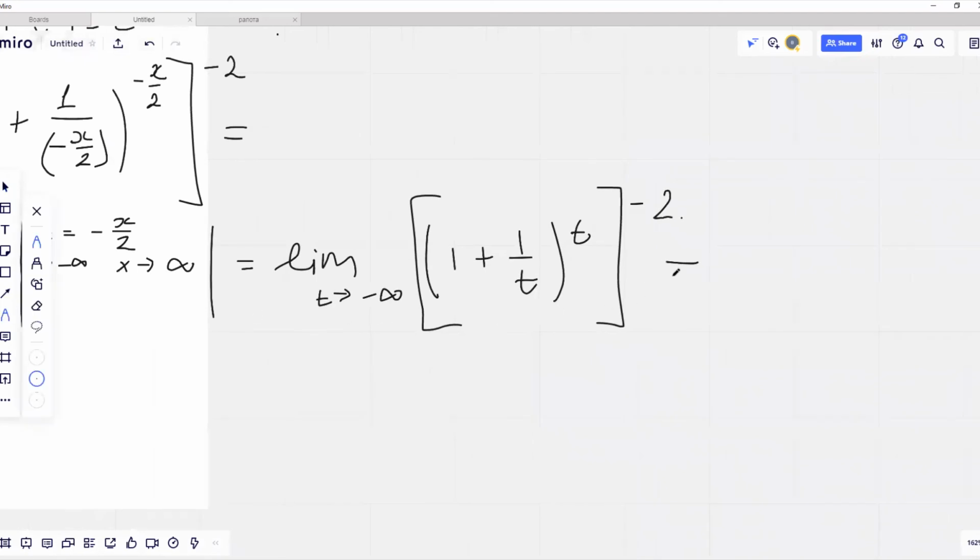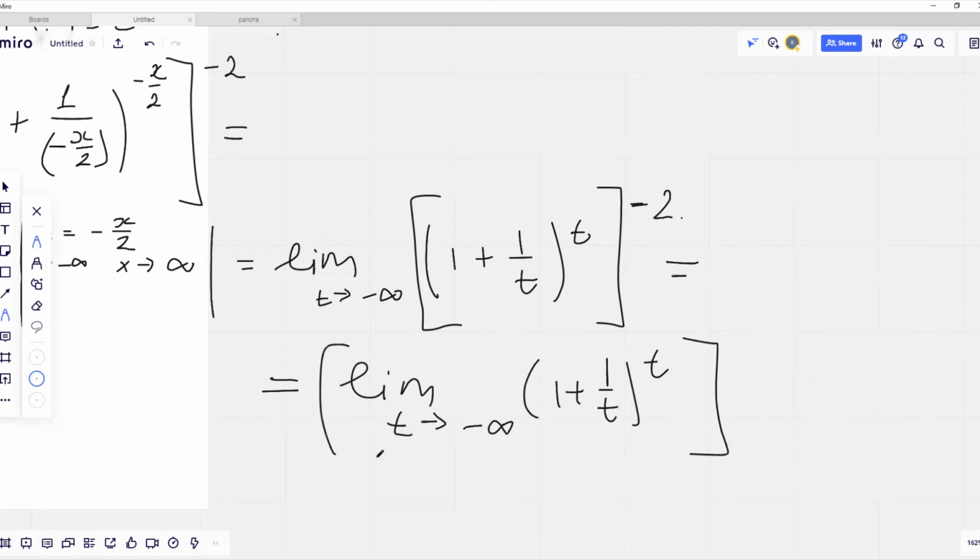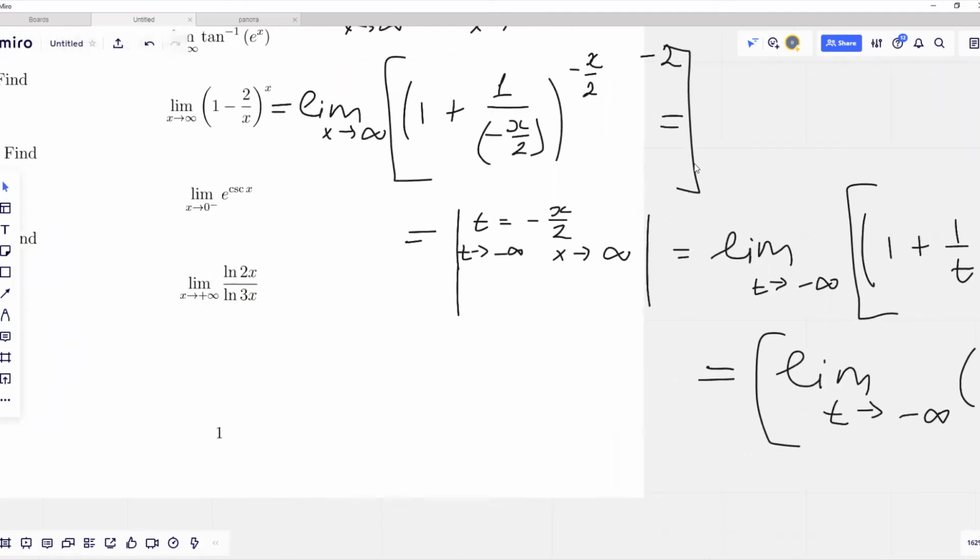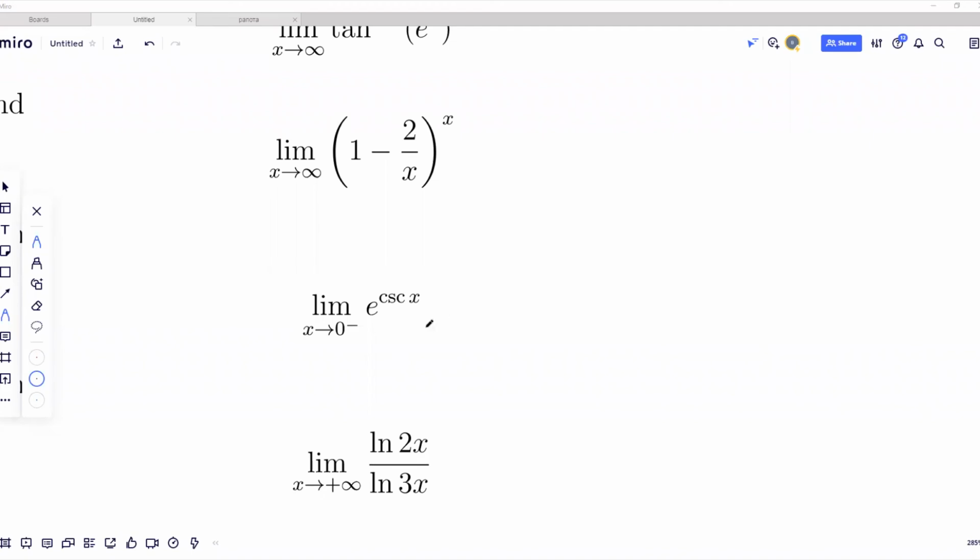Now, using limit laws here, since that limit exists and is equal to e, we can move the power across the limit sign. So this is limit as t goes to minus infinity of 1 plus 1 over t to the power of t, that limit to the power of minus 2. So this is e, and we'll end up with e to the power of minus 2. Okay, next problem.